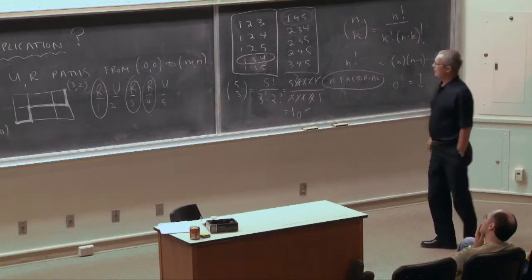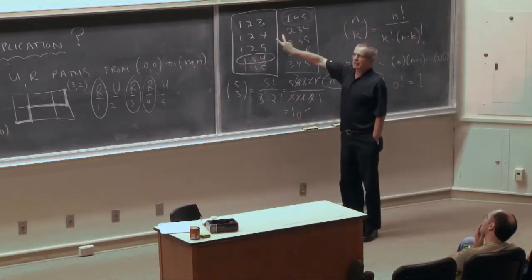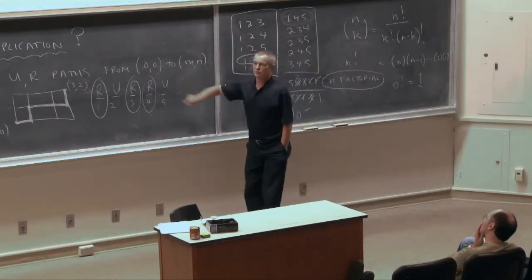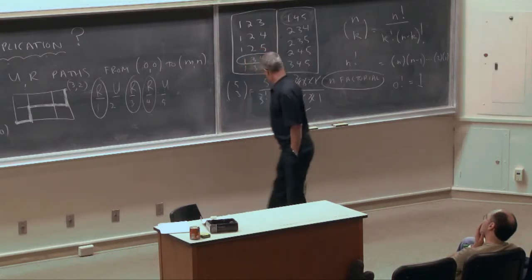Indeed. There's a one-to-one correspondence between elements of this bucket of the 3-subsets of a 5-set and the paths that are 3 rights and 2 u's.